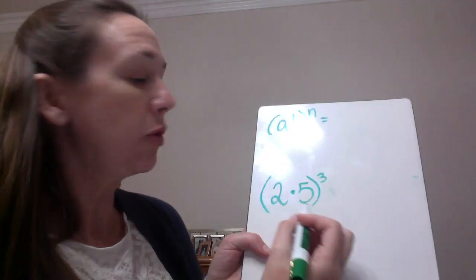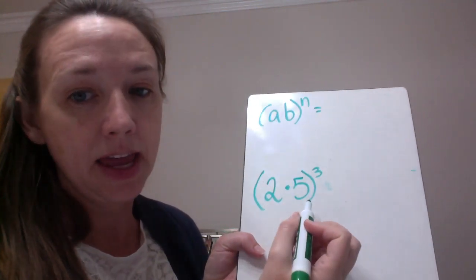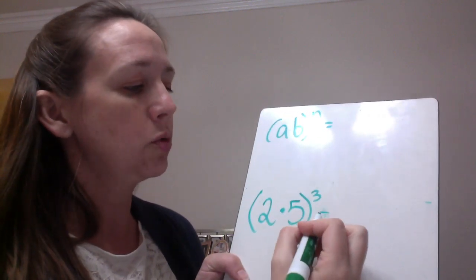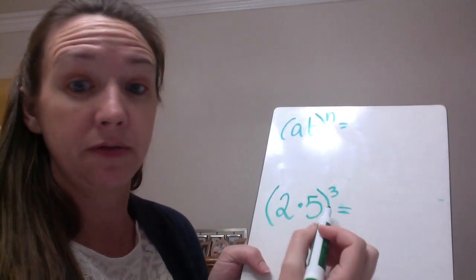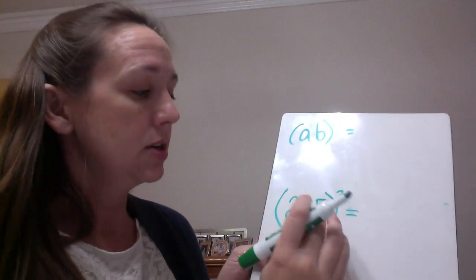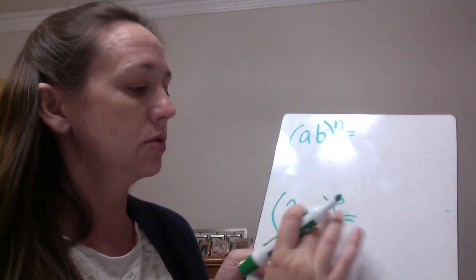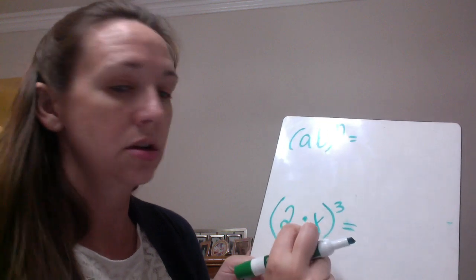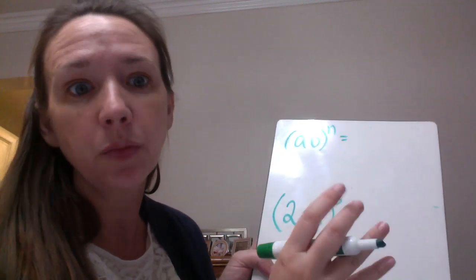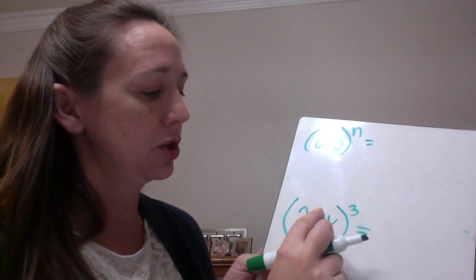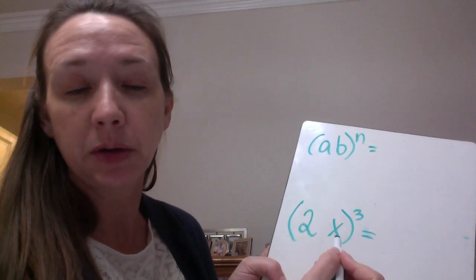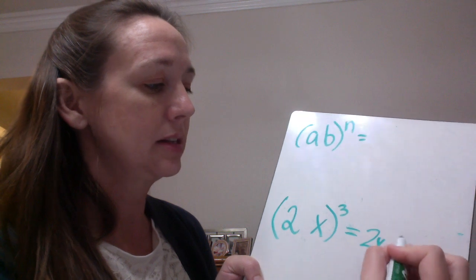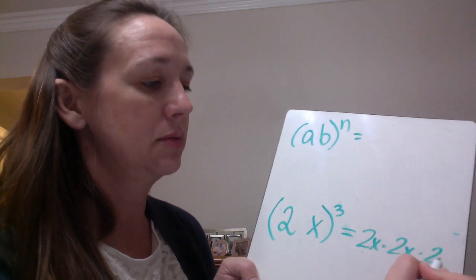We could multiply 2 and 5 together and get 10 and just have 10 to the third, and that's fine. But to show how this rule works, if one of those was a variable, so if it was like 2 times x to the third, this is where this rule would show up. So 2x, which means 2 times x to the third, would be 2x times 2x times 2x.